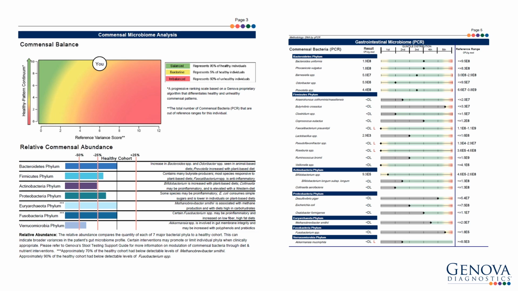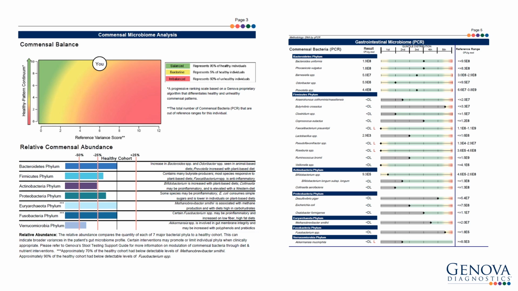The commensal balance graphic shows that this patient's result is falling within the yellow shaded region. This compares the patient's commensal findings to a pattern seen in a healthy cohort. Green would be considered optimal, so we might consider strategies that would optimize the microbiome, such as pre and probiotics.